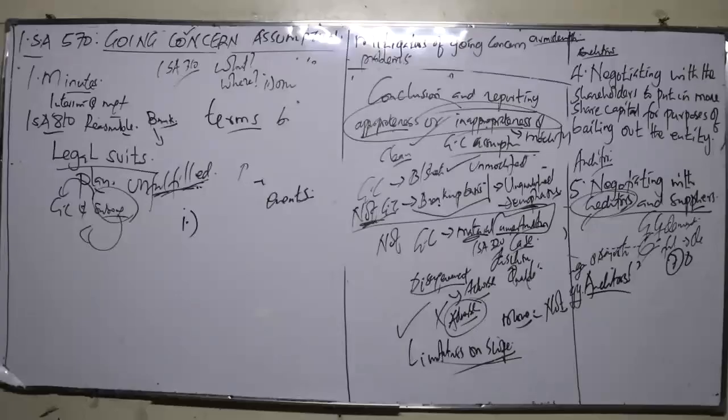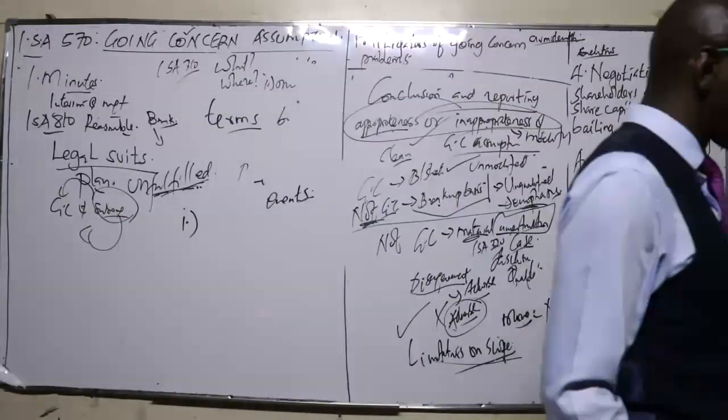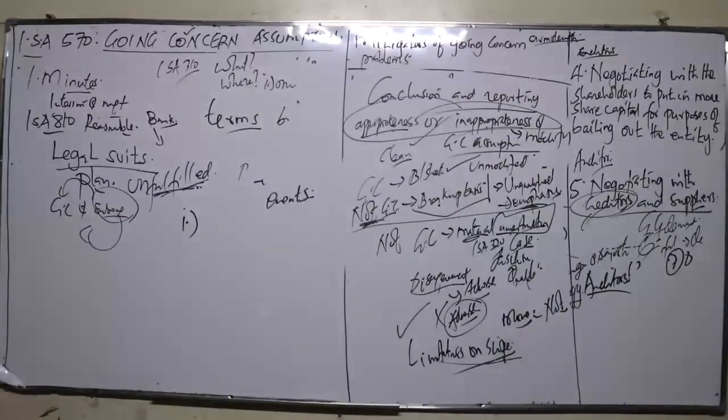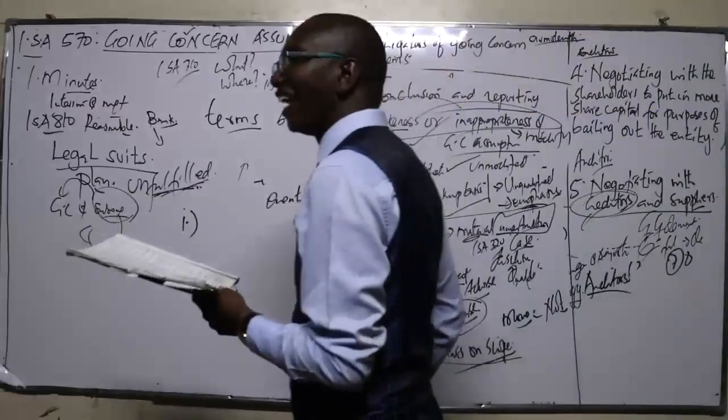So we are saying Roman number 1, going concern assumption appropriate, but a material uncertainty exists.